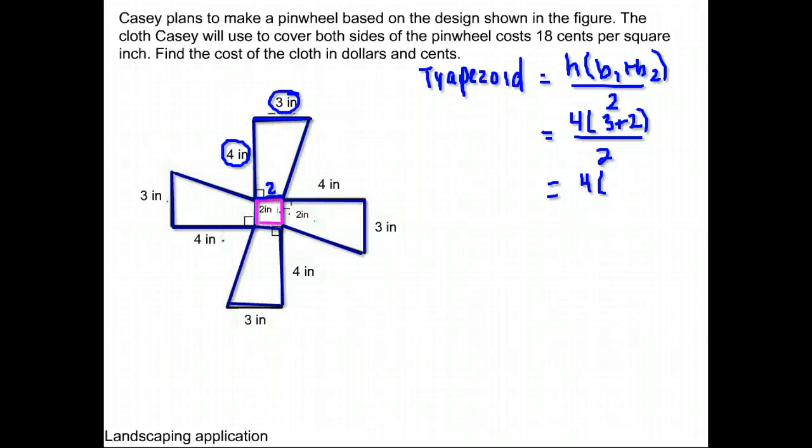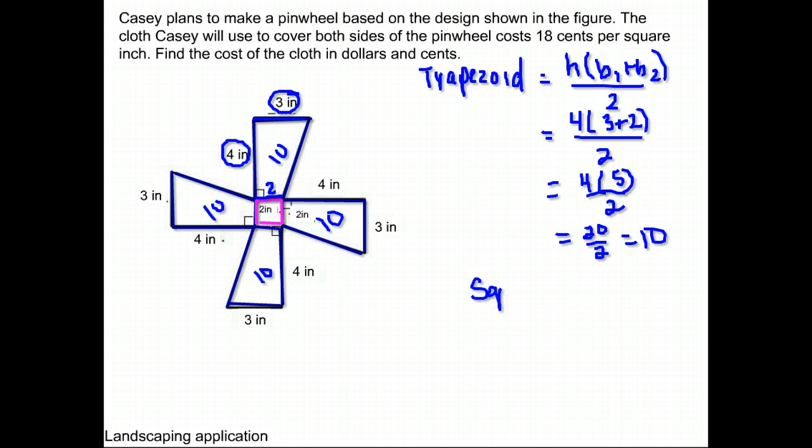Alright, so you're saying you got 10. So good, we'd have 3 plus 2 is 5. 4 times 5 is 20 over 2 is in fact 10. Good, so we have an area of 10, 10, 10, and 10. So the outsides we have 4 tens. The center is a square.